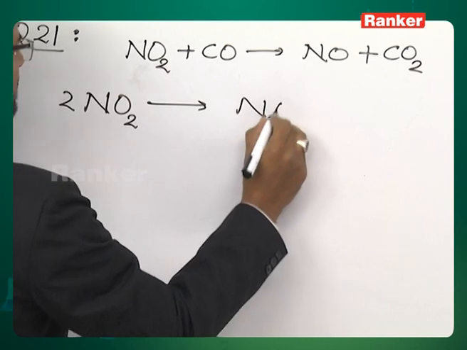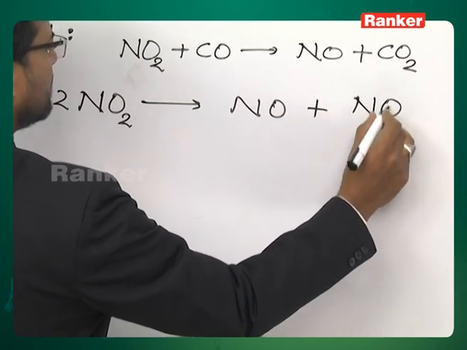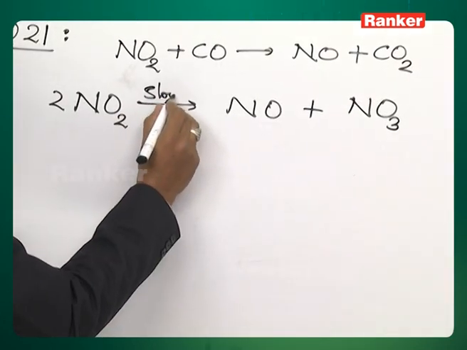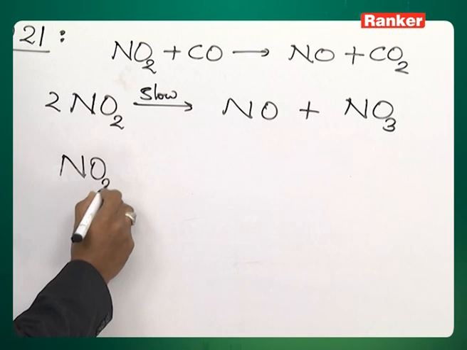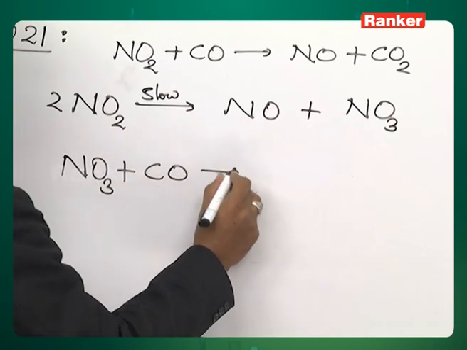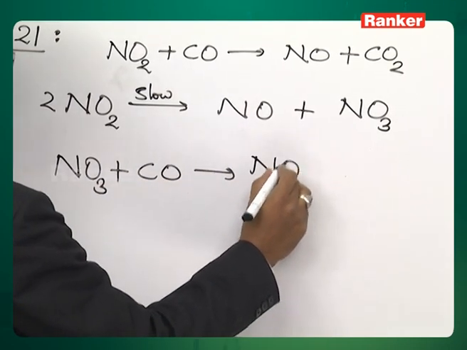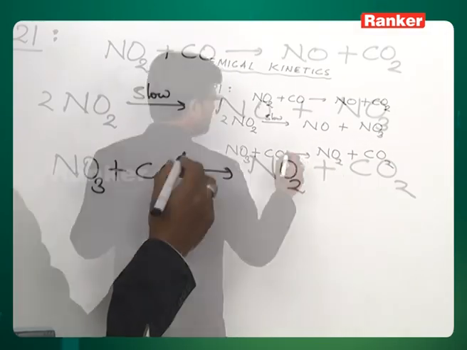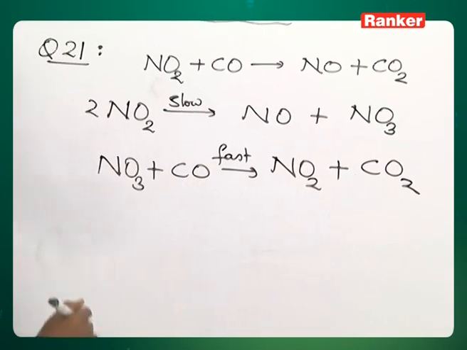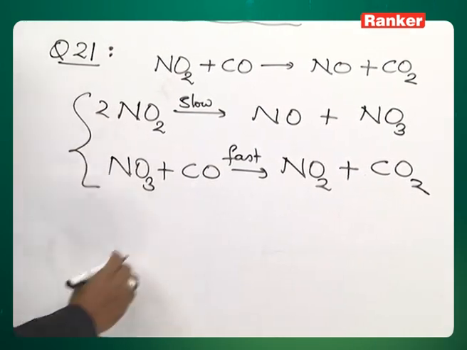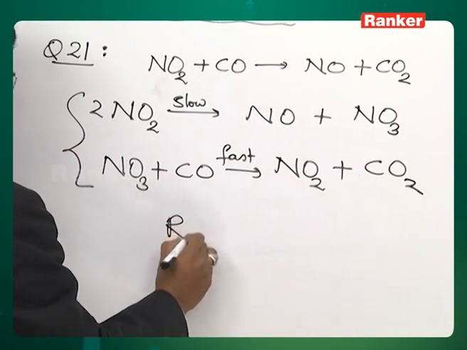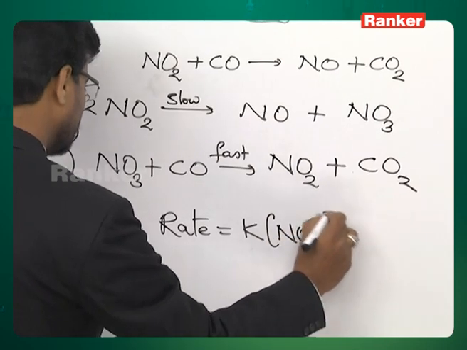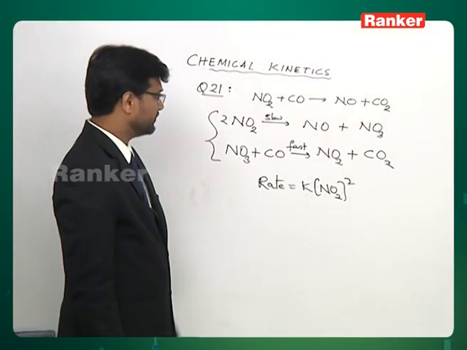2NO2 gives NO plus an active species NO3. This is a slow step. Then NO3, which is an activated species, will react with CO to give NO2 plus CO2. This takes place in the fast step. So, the overall rate of this reaction is dependent on the slow step. So, rate equals K into the concentration of NO2 squared. That is how it is explained.